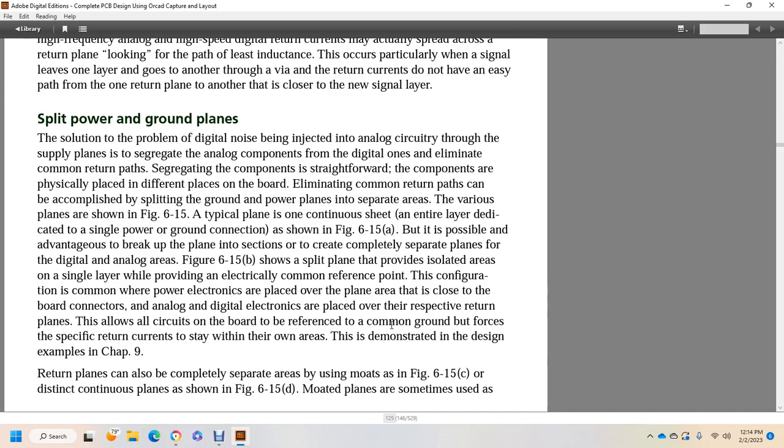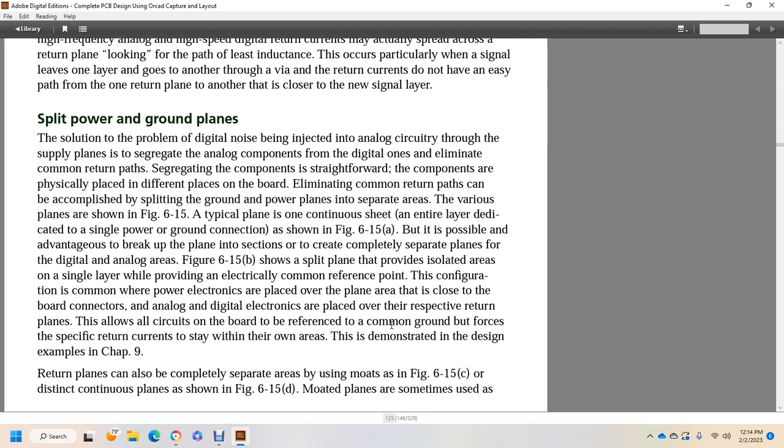Segregating the components is straightforward, but the components are physically placed in different places on the board. Eliminating the common return path can be accomplished by splitting the ground and power lines and separating the areas with the various planes, as shown in figure 6.15. A typical plane is one continuous sheet covering the entire layer and dictating a single power and ground connection, shown in figure 6.15A. But it's possible to take advantage of breaking up the plane into sections, creating complete separate planes for the digital and analog areas.